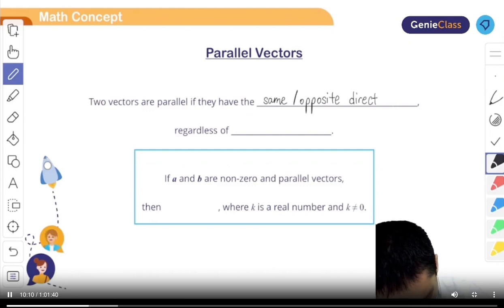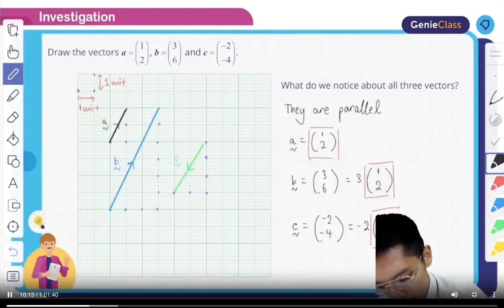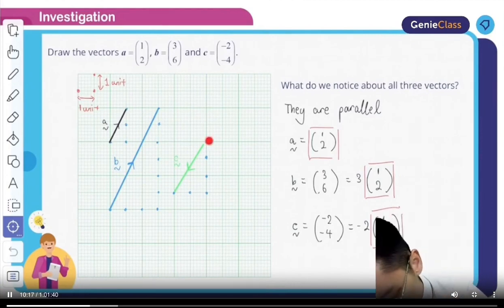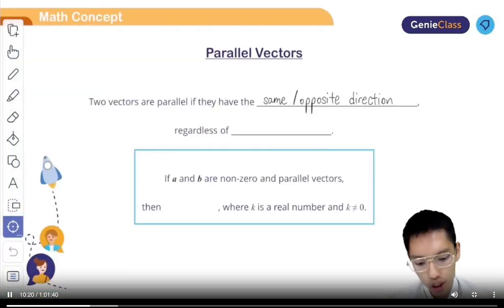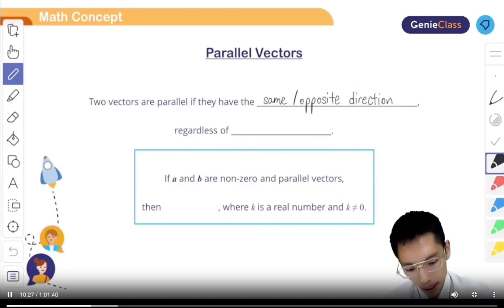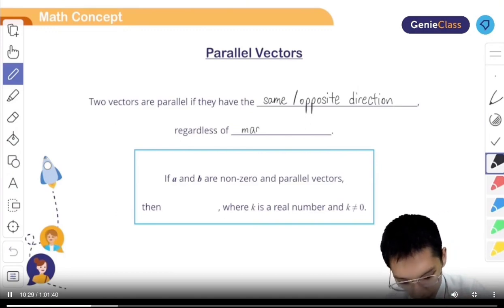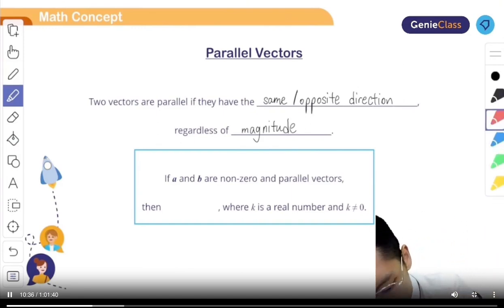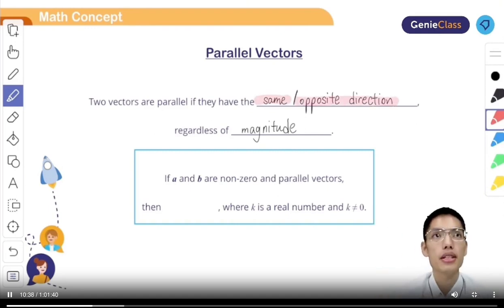Okay, it's not just the same. Same direction is this way. The second note is if they have exactly opposite direction. I said two vectors are parallel, but this is regardless of magnitude. So we realize regardless of how long or short the magnitude is, as long as they follow the same or exactly opposite direction, then I say they are parallel.